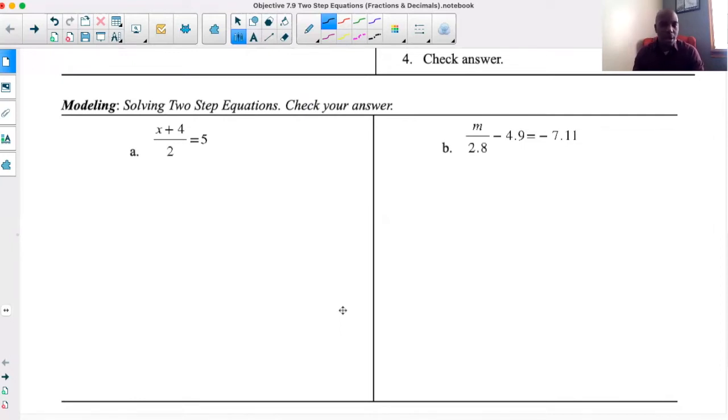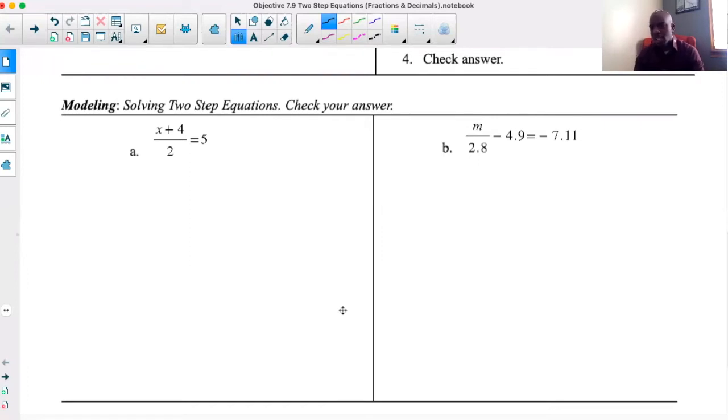Now, what's the difference between modeling B and modeling A? One, I noticed that there's not an x, there's an m. So I want to solve for the variable m. I also notice, and you probably notice as well, that there are decimals. And the decimals for 7th graders could be paralyzing. So try not to get paralyzed at this moment. Try to take a deep breath and say, okay, I can do this. I can take care of this.